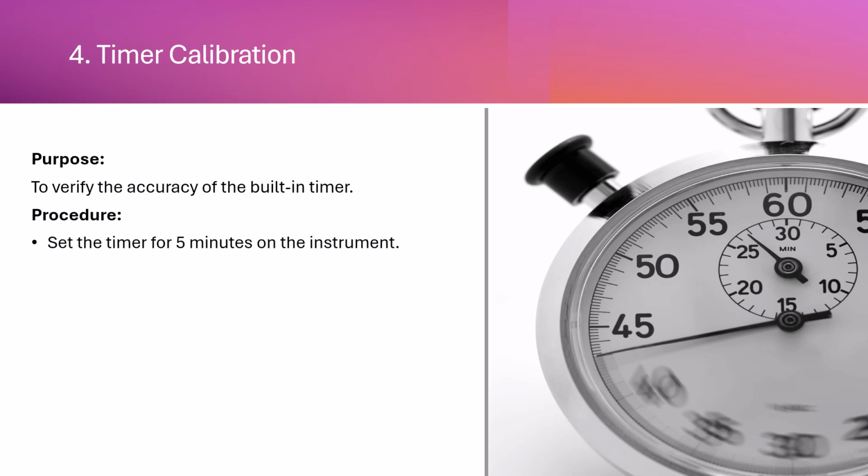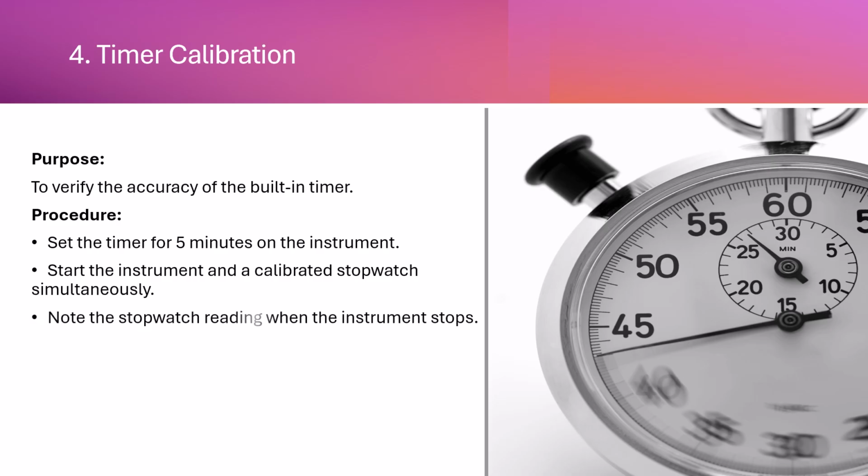First, set the instrument's timer to 5 minutes, right? From the control panel you can set the time to 5 minutes. Then simultaneously start the instrument and a calibrated stopwatch to measure the elapsed time. So once you start the instrument, at the same time you need to start your calibrated stopwatch as well, right? Then observe and record the stopwatch reading when the instrument's timer completes and stops. For example, when 5 minutes has been completed on the instrument, your calibrated stopwatch should also be stopped to match your time lapse, right?